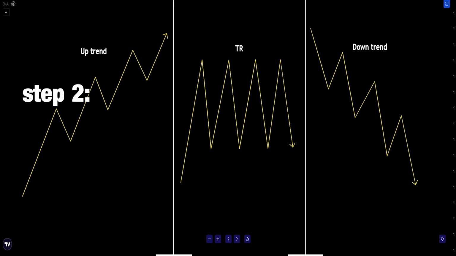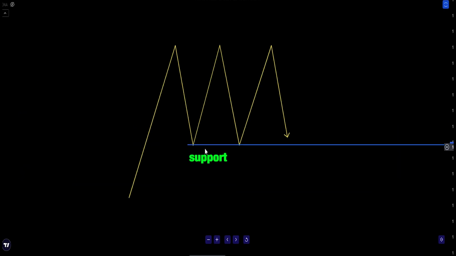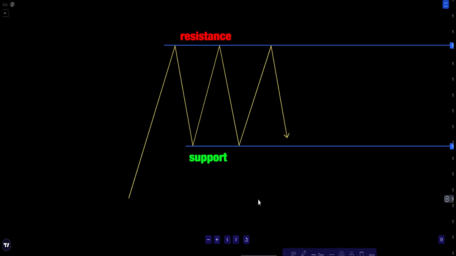Step 2. Next, draw the support and resistance zones. These are the levels where liquidity forms, and the market often moves towards these levels to fill orders. For example, when the price is in a trading range, you need to draw the upper and lower boundaries and prepare for a liquidity hunt. When the price breaks these levels, a liquidity hunt occurs.